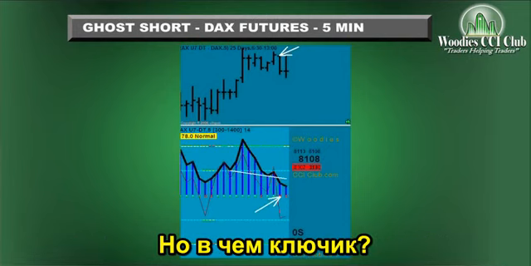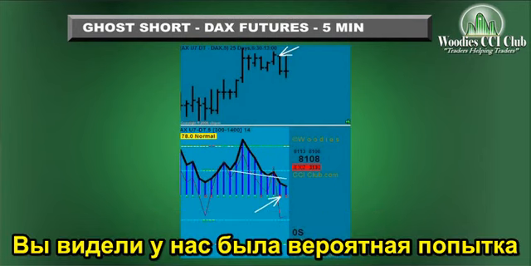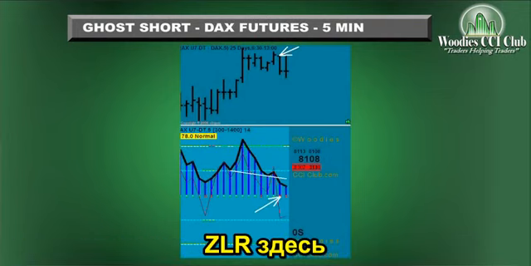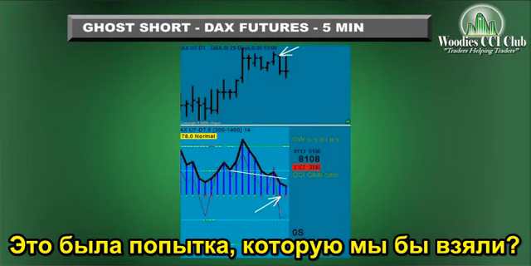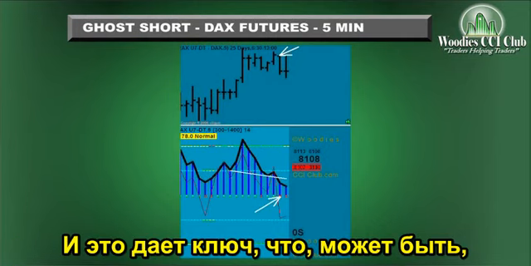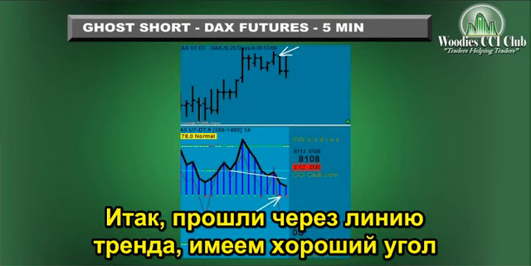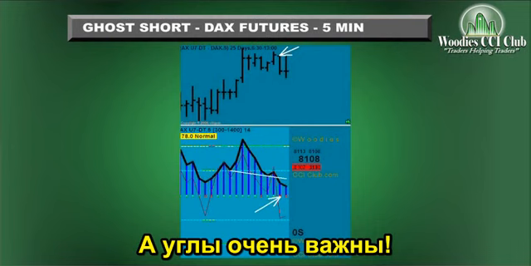And what is one clue here that maybe this ghost would also go? If you'll notice, we had a possible attempt at a zero line reject here, and it failed. It was an attempt. It wasn't one that we would take, but it was an attempt. And that gives you a clue that maybe a trend-changing pattern is going to work. So we got that coming through at a nice angle. Again, our angles being very important.